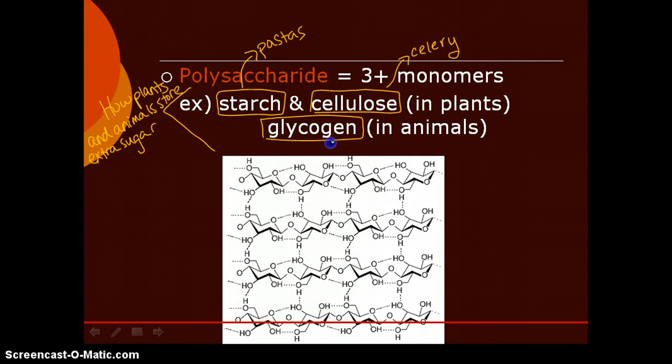Glycogen is the way we store extra carbohydrates or sugars. So we take our carbohydrates and store them as glycogen in our muscles.